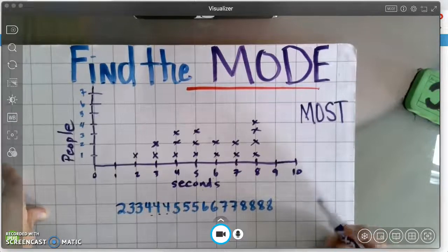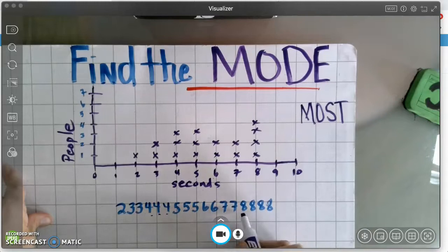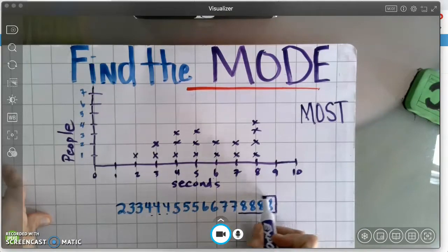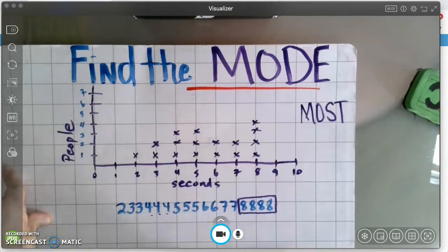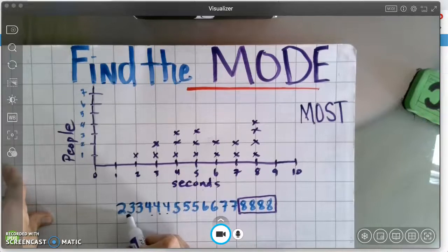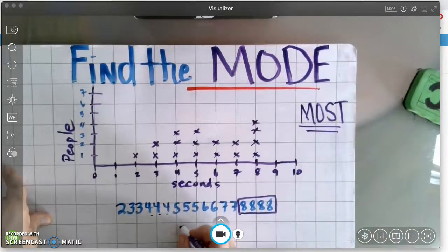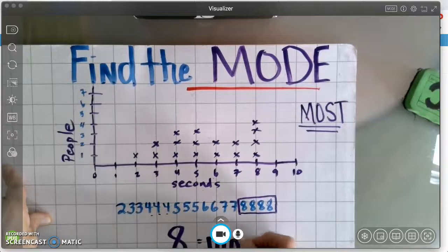So if I find the mode, which is the most reoccurring, I can see that there are 4 8s, 2 7s, 2 6s, 3 5s, 3 4s, 2 3s, and a 2. What number is repeated most often? 8. That is my mode.